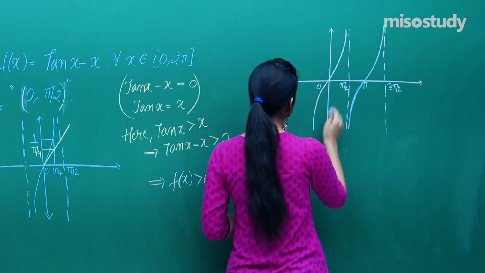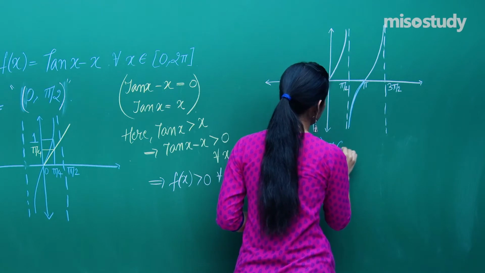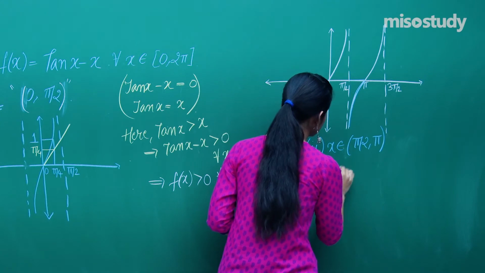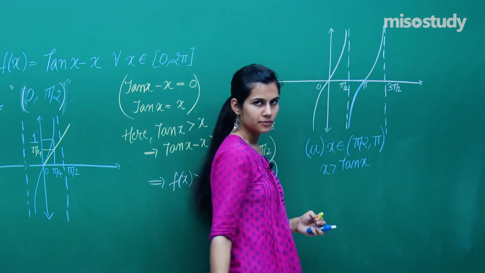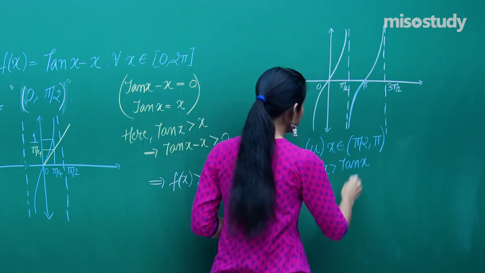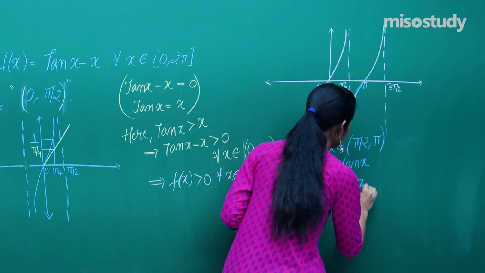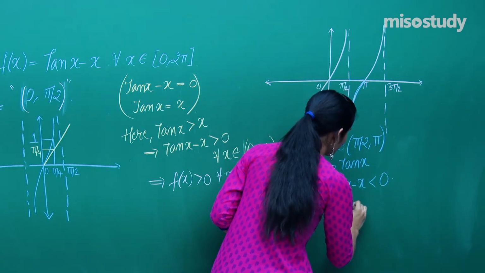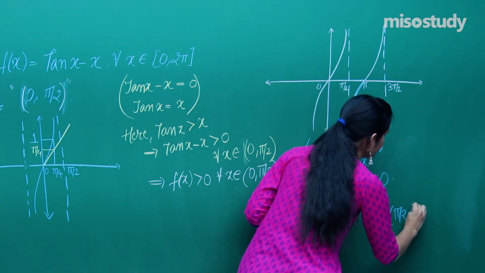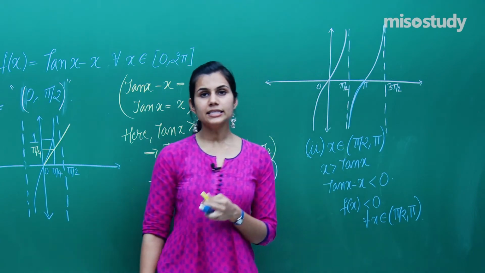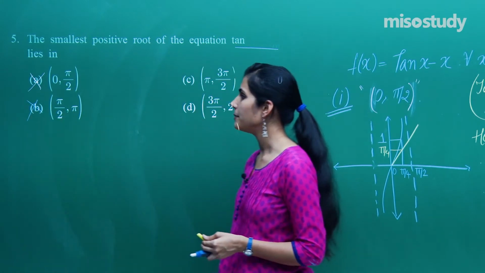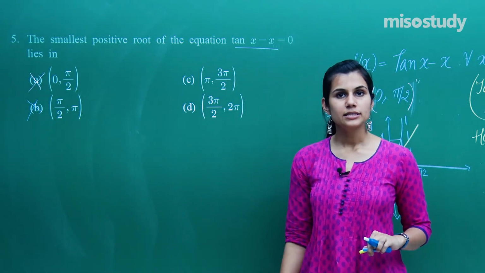So this means when x belongs to pi by 2 to pi, x is greater than tan x, right? Tan x is here, x would be somewhere here. Fine. Therefore, tan x minus x is less than 0, or f x is less than 0 for all x belonging to pi by 2 to pi. If it is less than 0 for all x belonging to pi by 2 to pi, that means it's not equal to 0 for any x belonging to pi by 2 to pi. That means even this cannot be the answer.